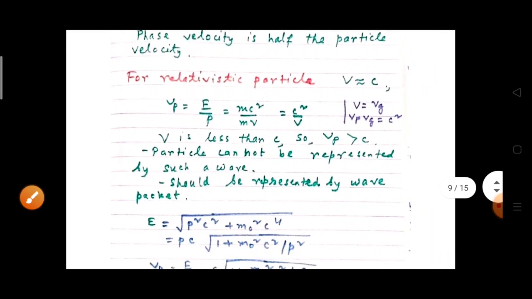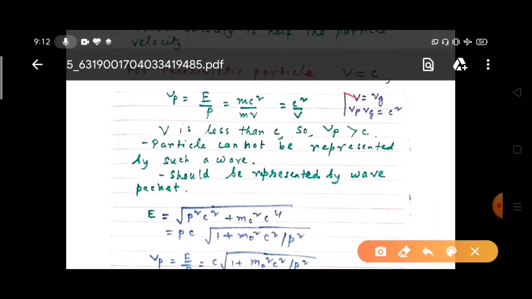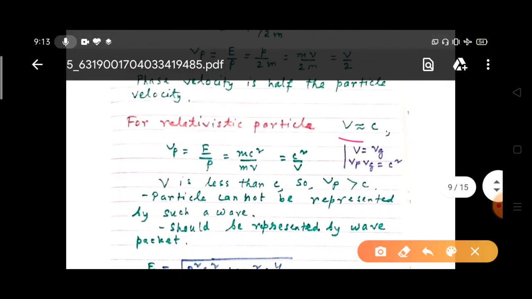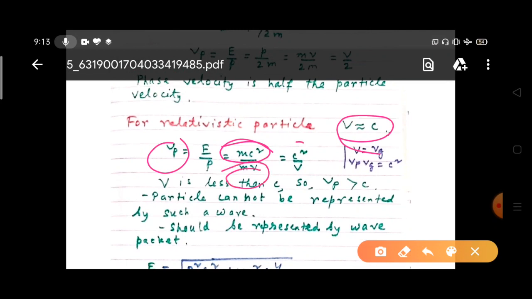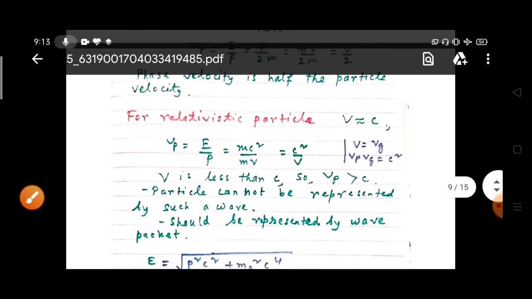Now for the relativistic case, that is V is nearly equal to c, what will happen? For the relativistic case, Vp equals E by p, that is E will be mc square divided by mV. So this will be c square by V. Now V equals Vg, so Vp into Vg will be equal to c square.